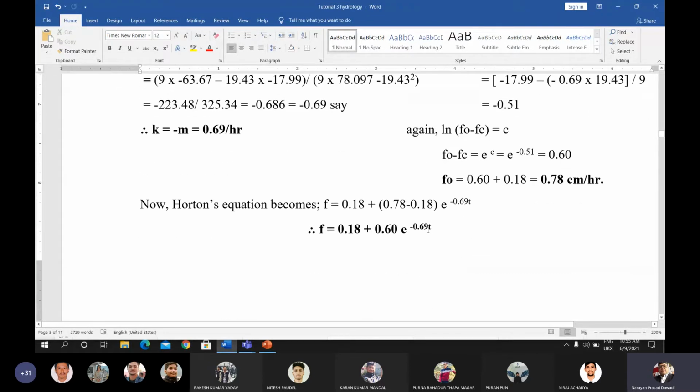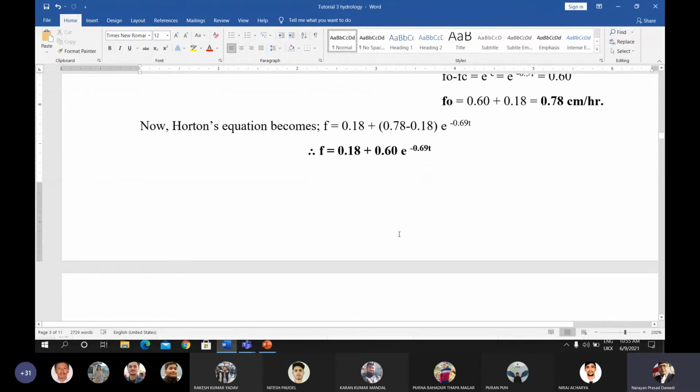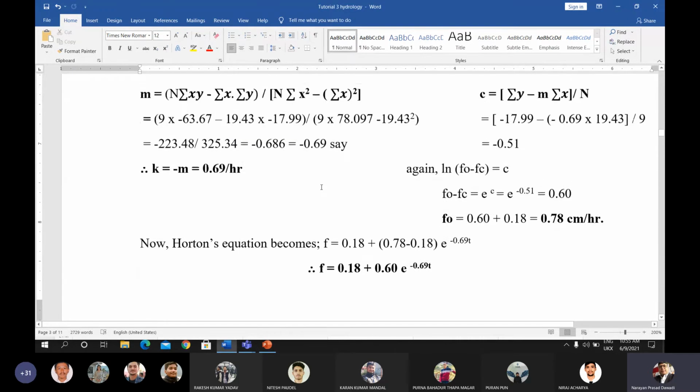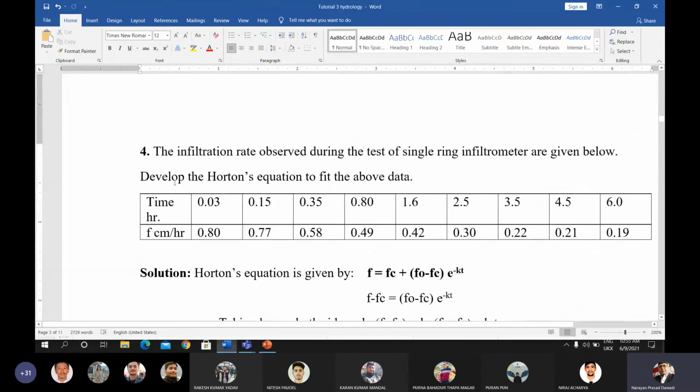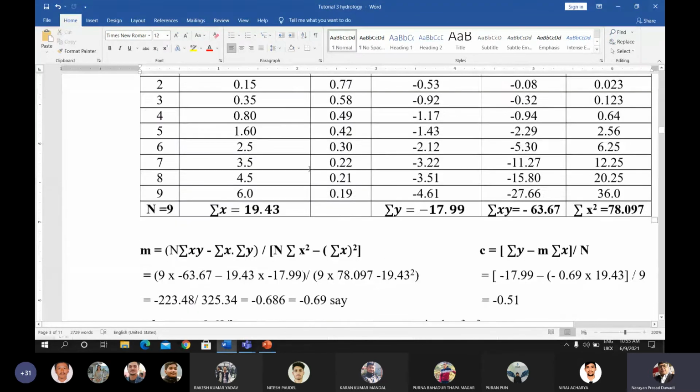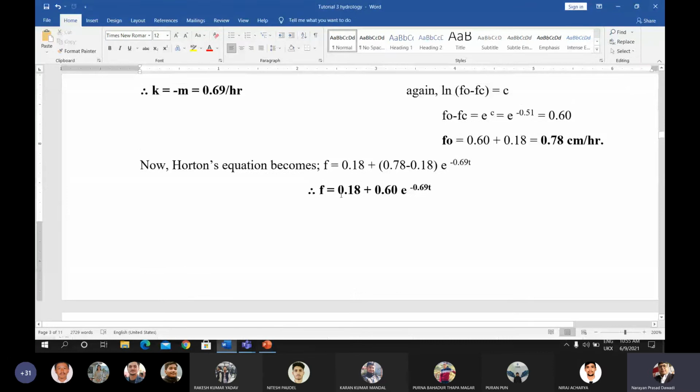If you put any value of t here, then the rate of infiltration can be calculated. For t equal to 7 hours, the rate of infiltration will be another value. For t equal to 2 hours, the rate will be another value. You can develop this Horton's equation to determine the infiltration rate for any duration. Develop Horton's equation to fit the above data. This is the equation which fits the above data.